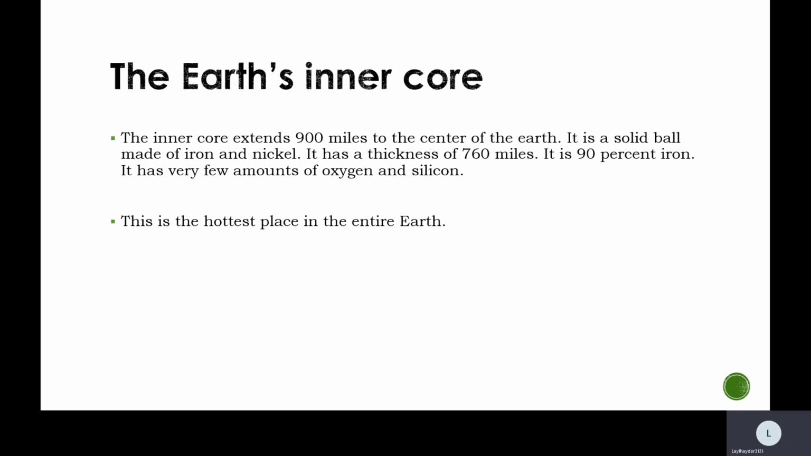The inner core extends 900 miles to the center of the Earth. It's a solid ball made of iron and nickel. It has a thickness of 760 miles. It is 90% iron. It has very small amounts of oxygen and silicon compared to the mantle and the crust. This is the hottest place in the entire Earth.